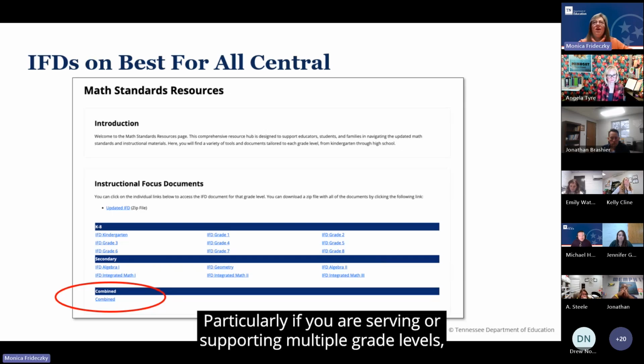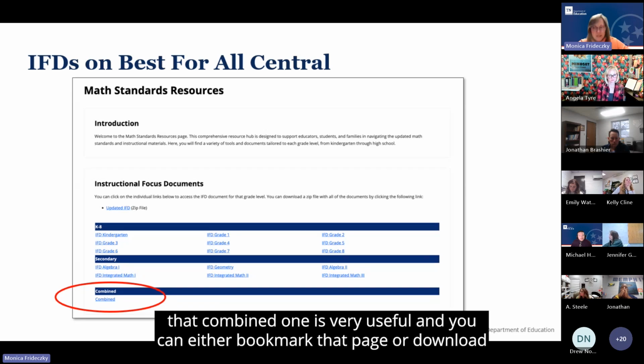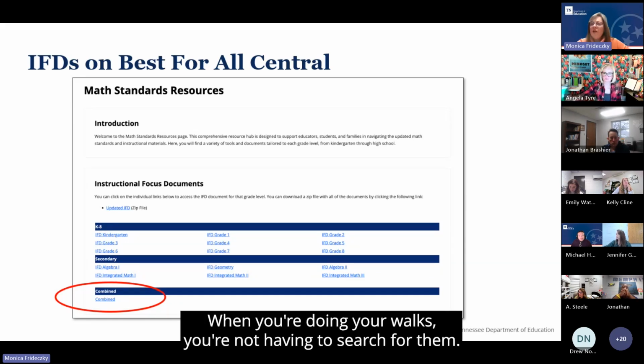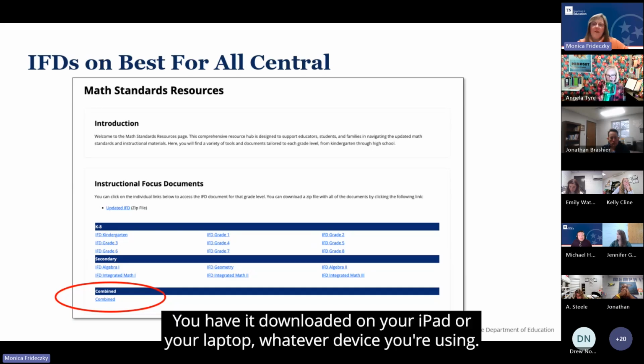Particularly if you are serving or supporting multiple grade levels, that combined one is very useful. And you can either bookmark that page or download them as you need them, so that when you're doing your walks, you're not having to search for them. You have it downloaded on your iPad or your laptop, whatever device you're using.